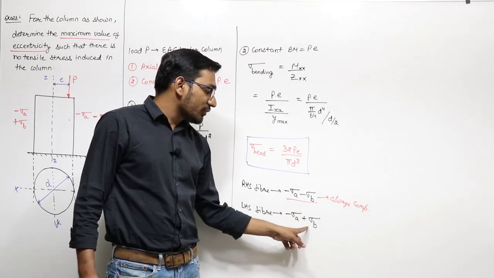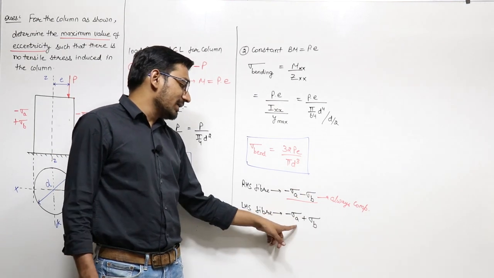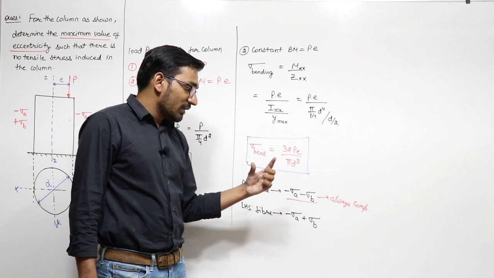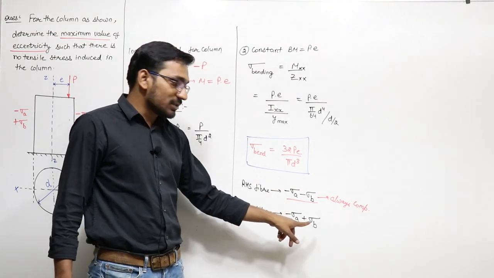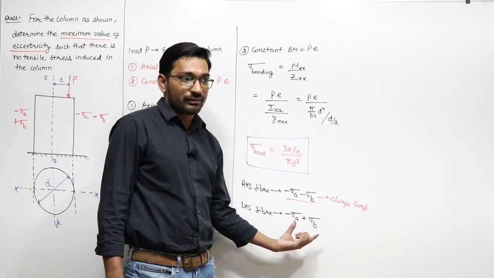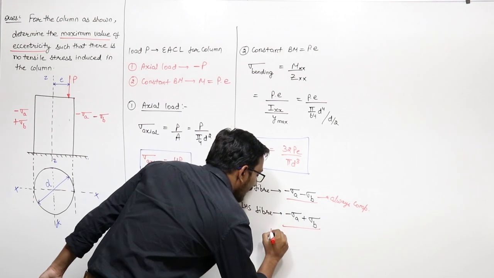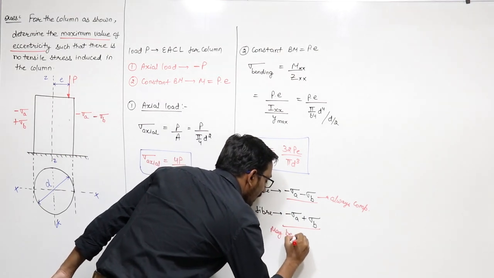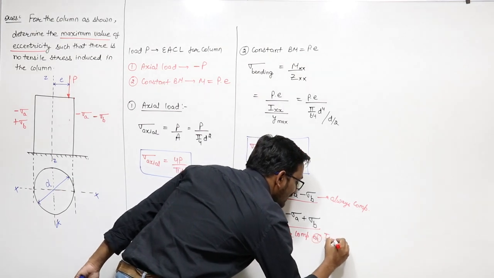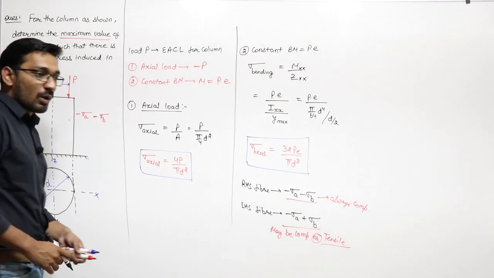This value may be negative, maybe positive. If the magnitude of this sigma B is more than the magnitude of sigma A, then this quantity will be positive. If the magnitude of sigma A is more than sigma B, then this value will be negative, right? So in this case, it may be compressive, or it may be tensile. It may be tensile, but we don't want tensile.